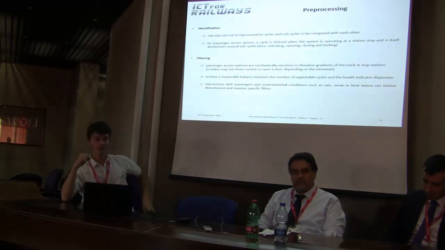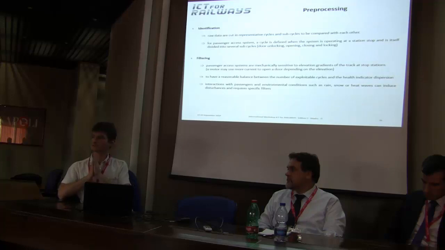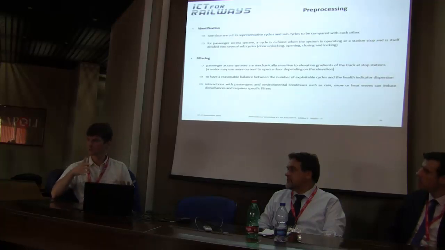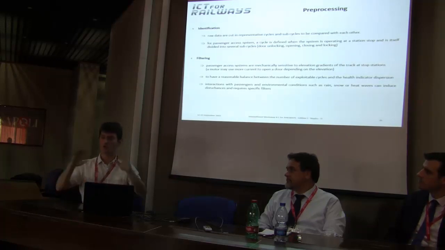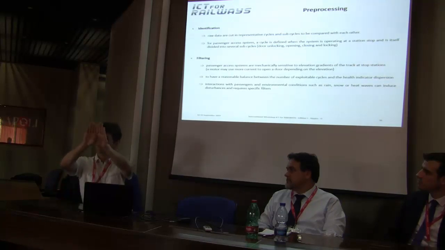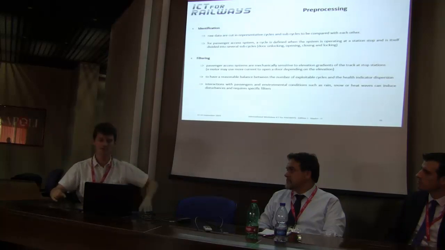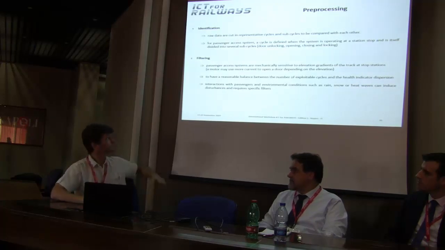After getting the raw data on the wayside, we pre-process the data. For instance, for passenger access, we can define cycles and sub-cycles. When a train stops at a station and the doors open and close, we have one cycle. This cycle can also be cut into sub-cycles: the unlocking of the door, the opening, the closing, and the locking. So four sub-cycles, and each sub-cycle can perform specific computations.